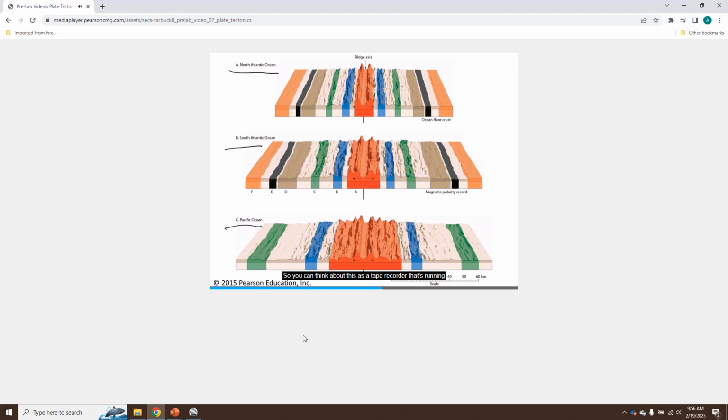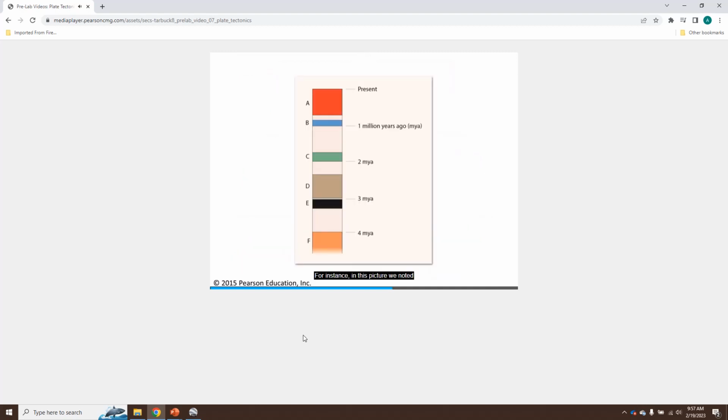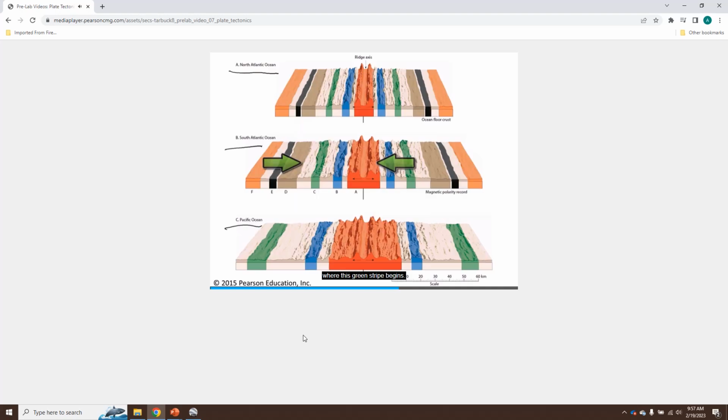So you could think about this as a tape recorder that's running in two directions at the same time, recording changes in the Earth's magnetic field. However, the tape is not running at the same speed everywhere. And one way you can convince yourself of this is by finding a distinctive marker. For instance, in this picture, we noted that we've got these different colored magnetic stripes, and 2 million years ago is basically where this green stripe begins.